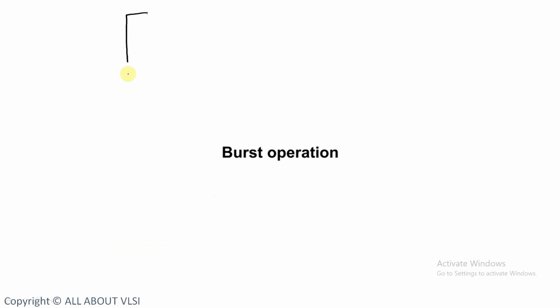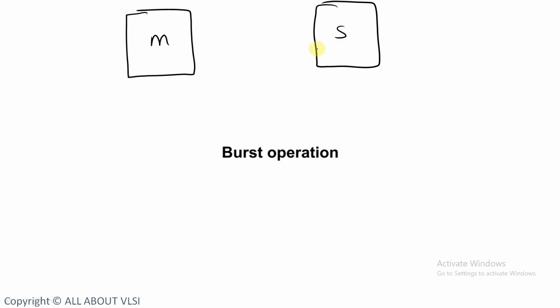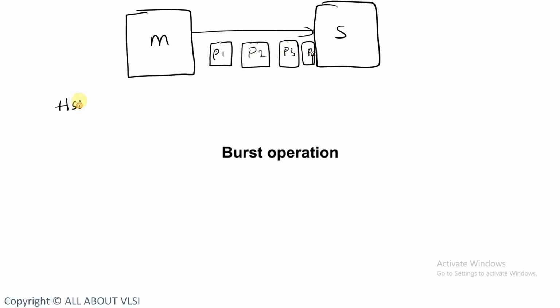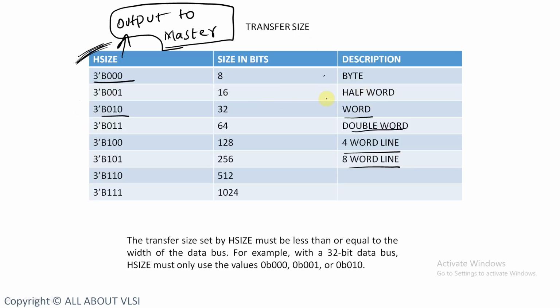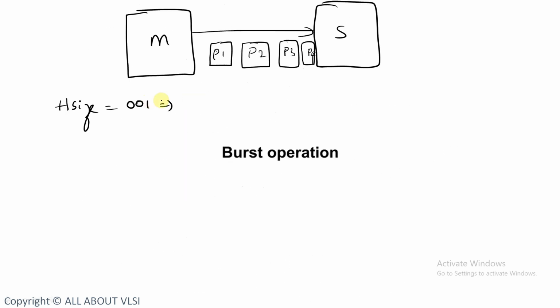Let's say this is our master and this is our slave. Now let's say we are again sending 4 packets. This is packet P1, packet P2, P3, P4. Now here the size is equal to 001. So 001 means it is a half word, that is 2 bytes. It is nothing but 2 bytes.